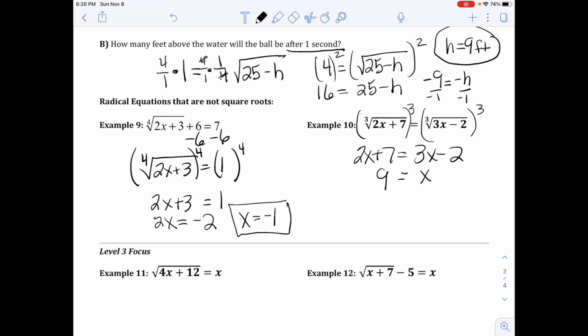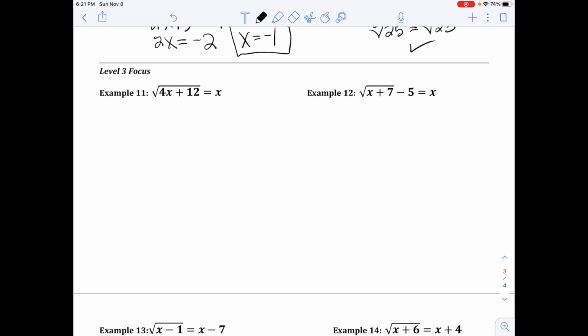And again, you want to test to make sure that 9 is truly a solution. So 9 times 2 is 18, plus 7 is 25. So the cube root of 25 equals 9 times 3 is 27, minus 2 is 25. And again, we don't have to turn that into a decimal. We're all good. It checks.